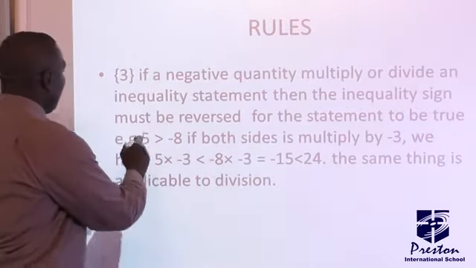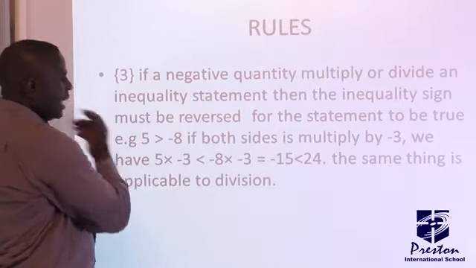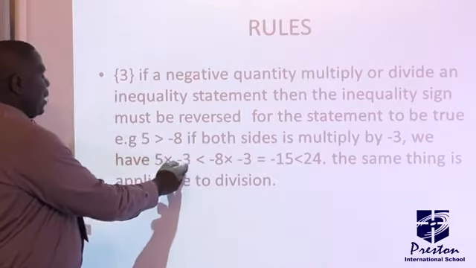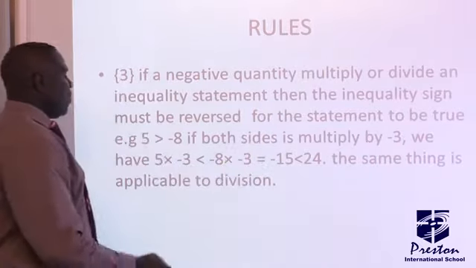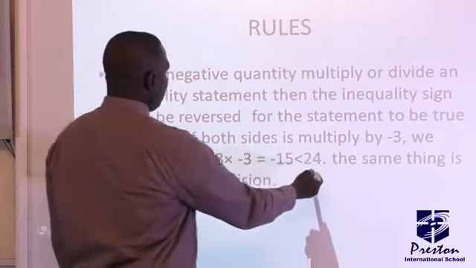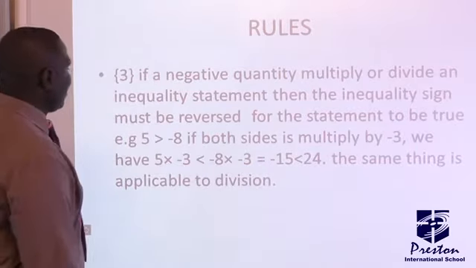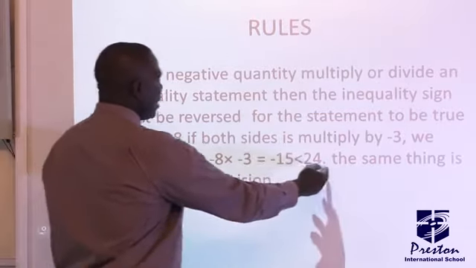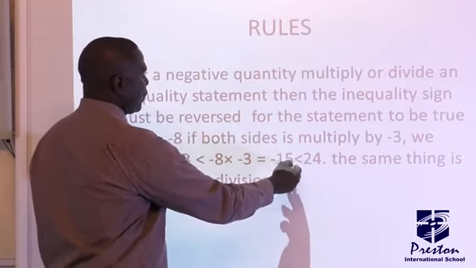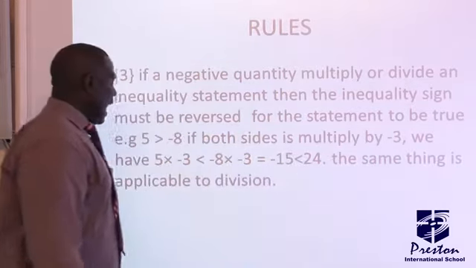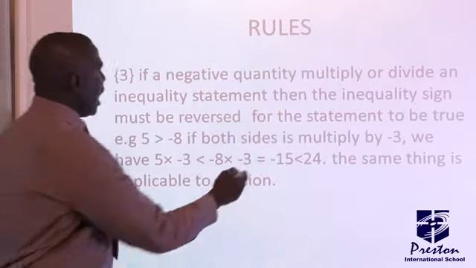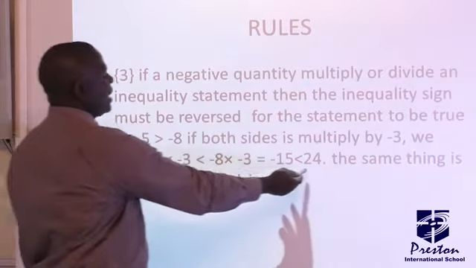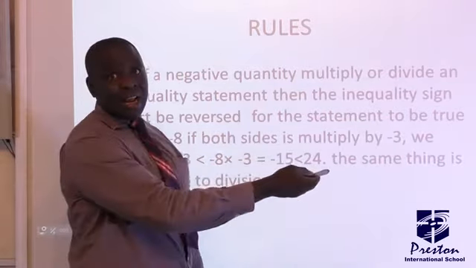Take a look at this. 5 greater than minus 8. If both sides is multiplied by minus 3. So if I multiply 5 by minus 3, it will give me minus 15. And if I multiply minus 8 by minus 3, it will give me 24. Which means that I have to change this sign greater than to less than, so that the statement will now be minus 15 less than 24. And that is when the statement will be true. But if you leave the sign as greater than, you know that the statement is not true because minus 15 is not greater than 24.